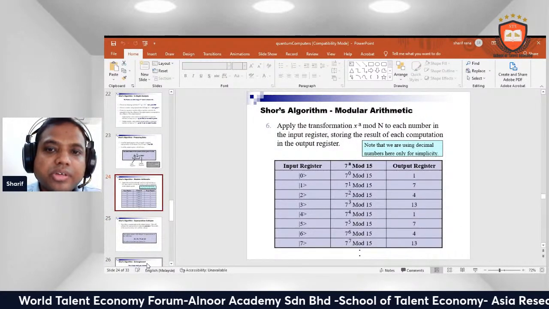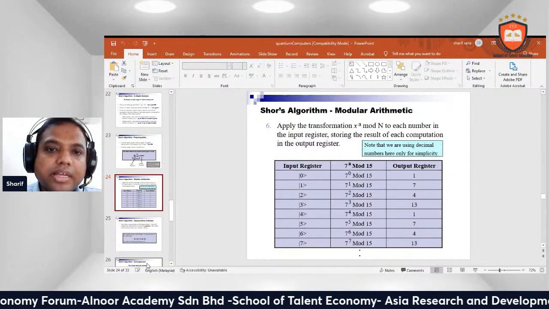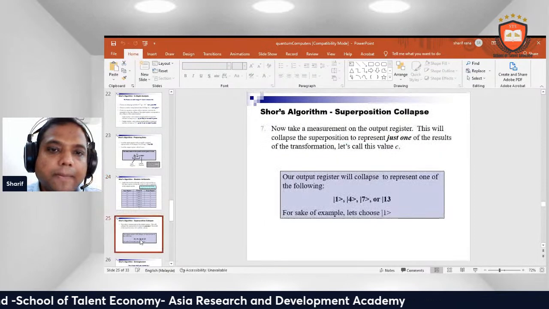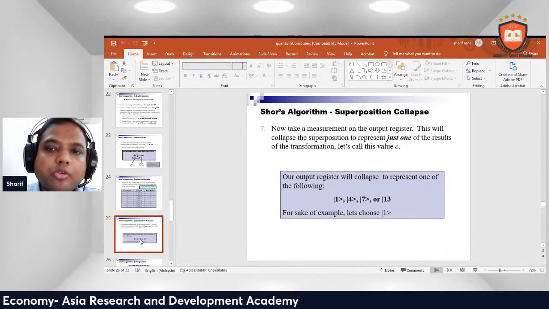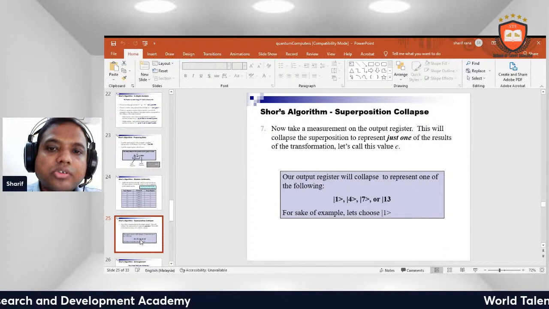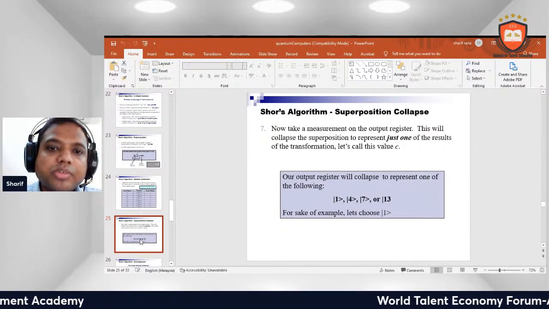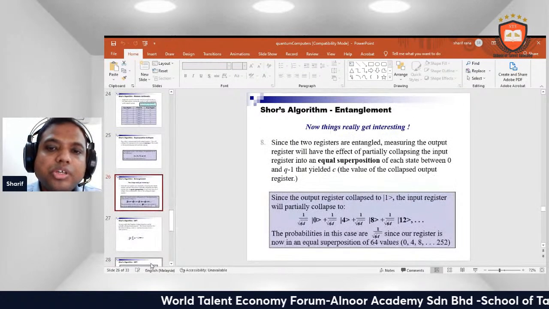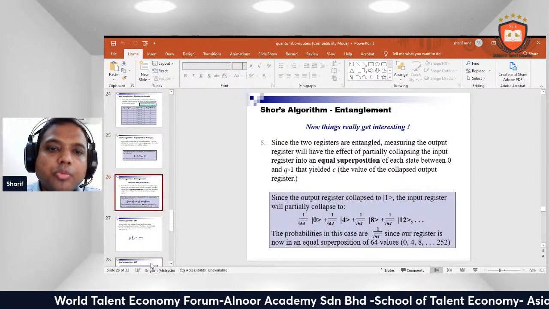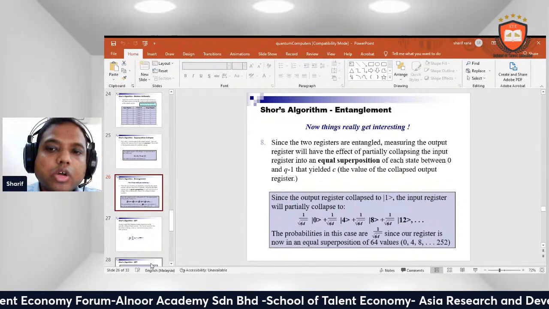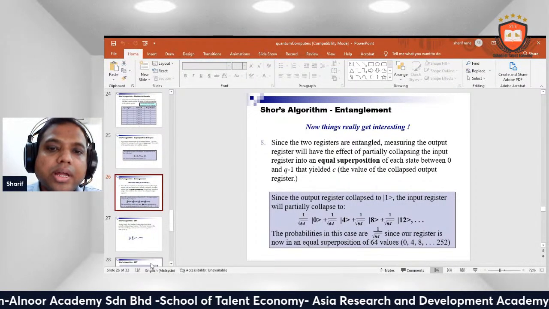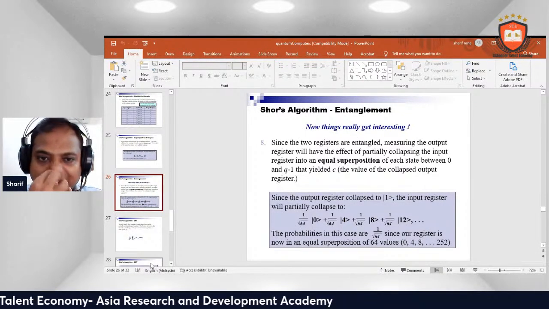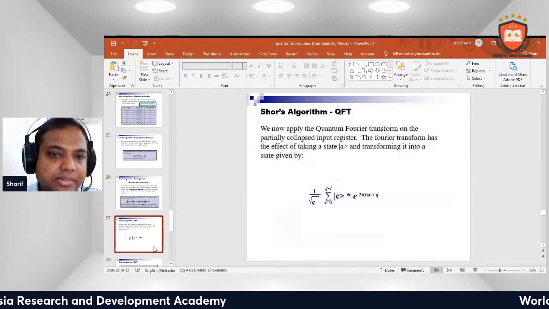Apply the transformation x to the a mod n to each number in the input register, storing the result of each computation in the output register. Now take a measurement of the output register. This will collapse the superposition to represent just one of the results of the transformation. Let's call this value c. Since the two registers are entangled, measuring the output register will have the effect of partially collapsing the input register into an equal superposition of each of the states between 0 and q minus 1 that yield c.